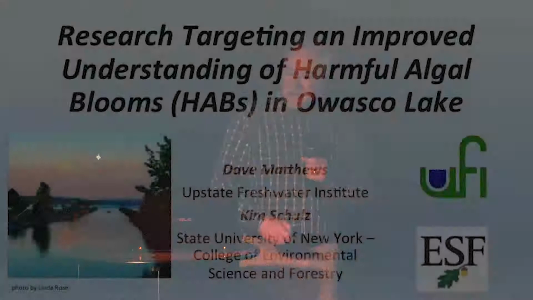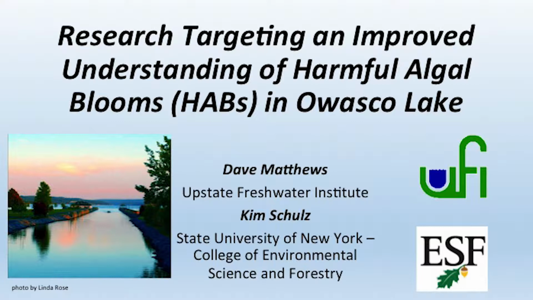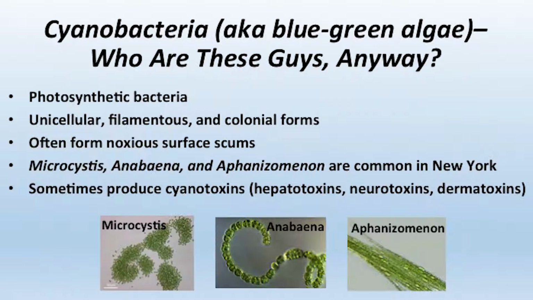So harmful algal blooms in freshwater systems and in Owasco Lake are caused by cyanobacteria. We also call them blue-green algae. And we lump them in with algae, although we should always remember that they are, in fact, bacteria. They're not plants. And they come in many shapes and sizes. Some of them are single-celled or unicellular. Those guys typically are not a water quality problem. Some of them are filamentous, so they form long strings, and some form large colonies. And most of them tend to float.